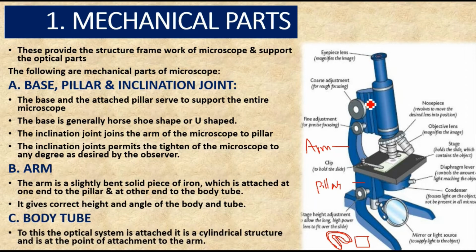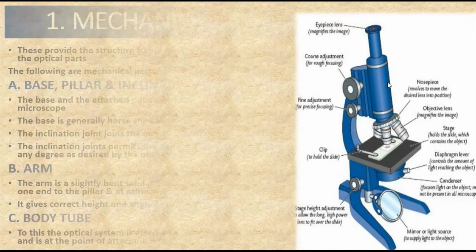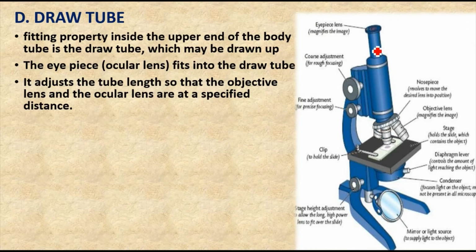Then the next part is the body tube. The body tube is a cylindrical structure. At one end it is attached to the arm, and at the other end it holds the eyepiece, lenses, and objectives. Then moving to the next part, the draw tube. The draw tube is fitted inside the body tube. So this is considered the body tube, and this is considered the draw tube.